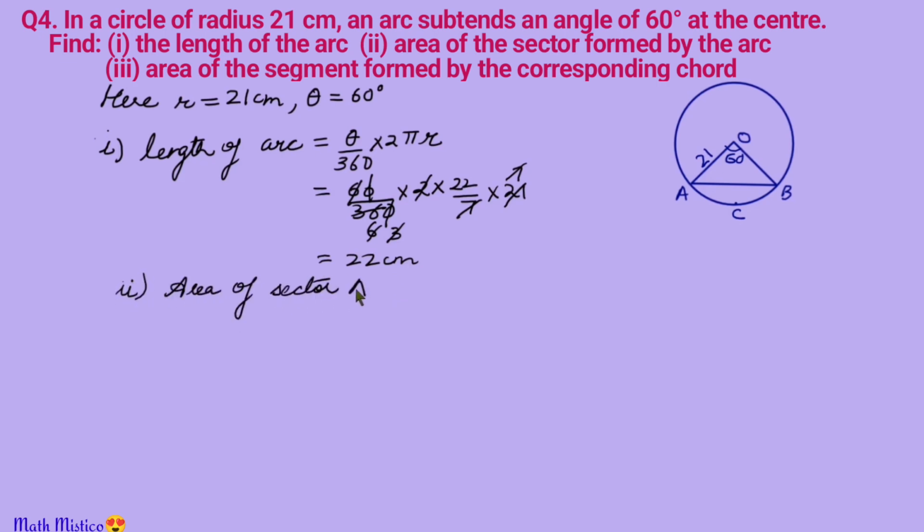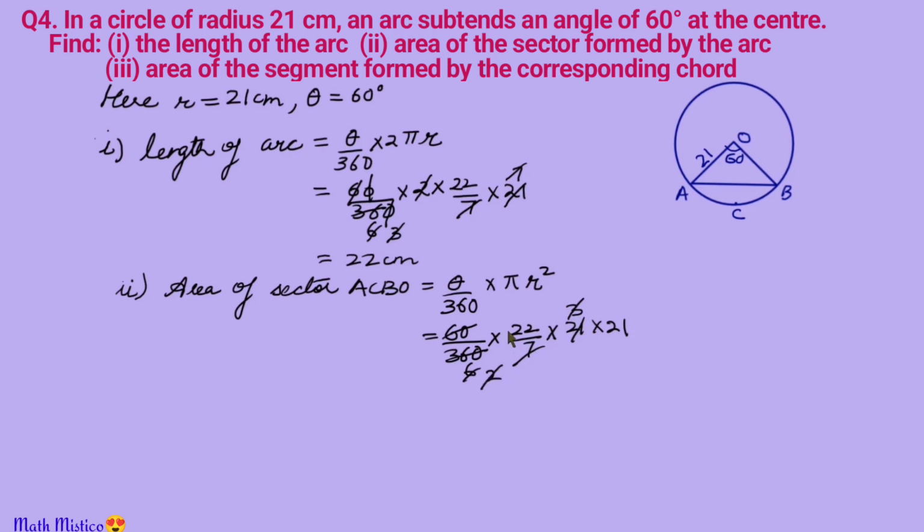The area of this sector is given by theta upon 360 into pi r square, which is 60 upon 360 into 22 over 7 into 21 into 21. Simplifying it, we finally get 231 centimeters square. So you can observe it is just a direct application of the formulae most of the time.